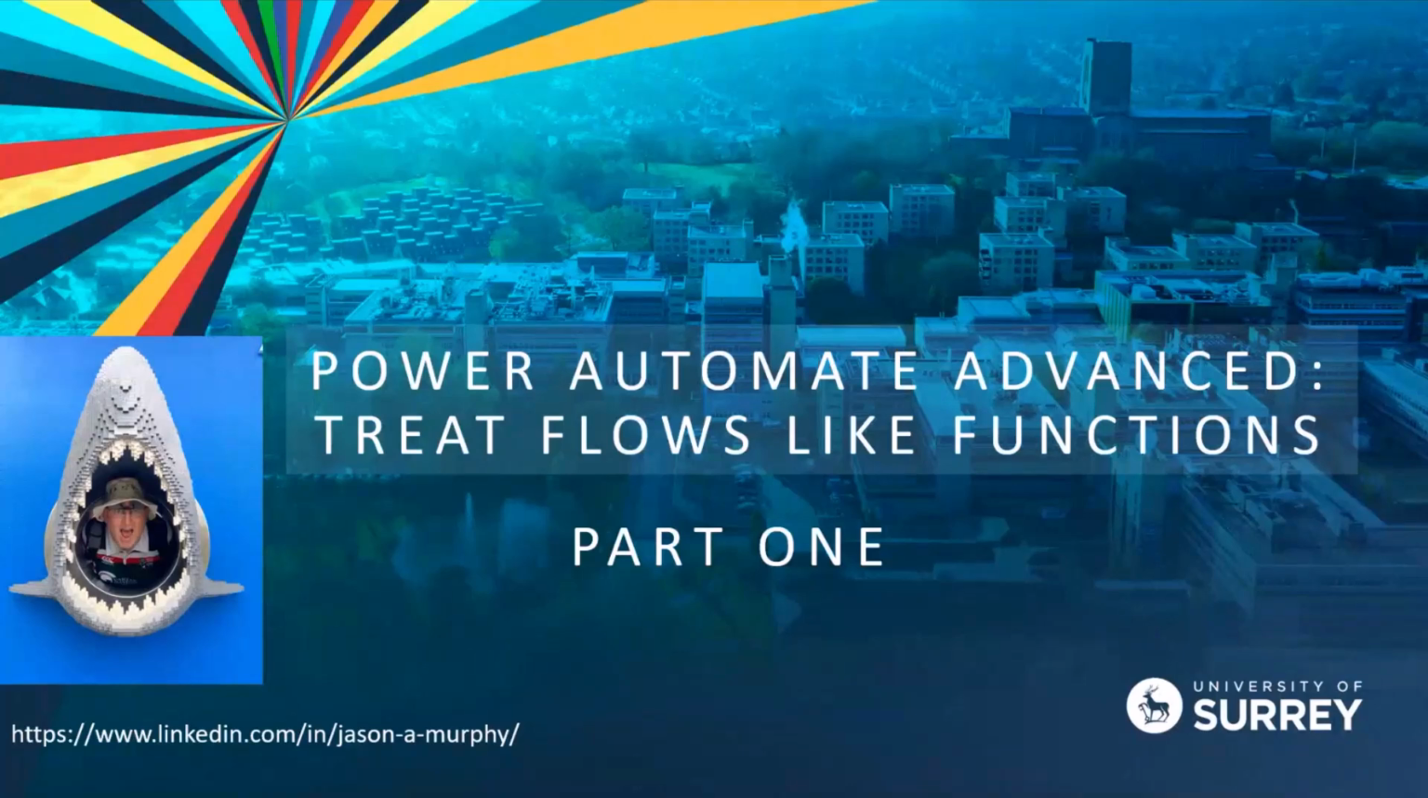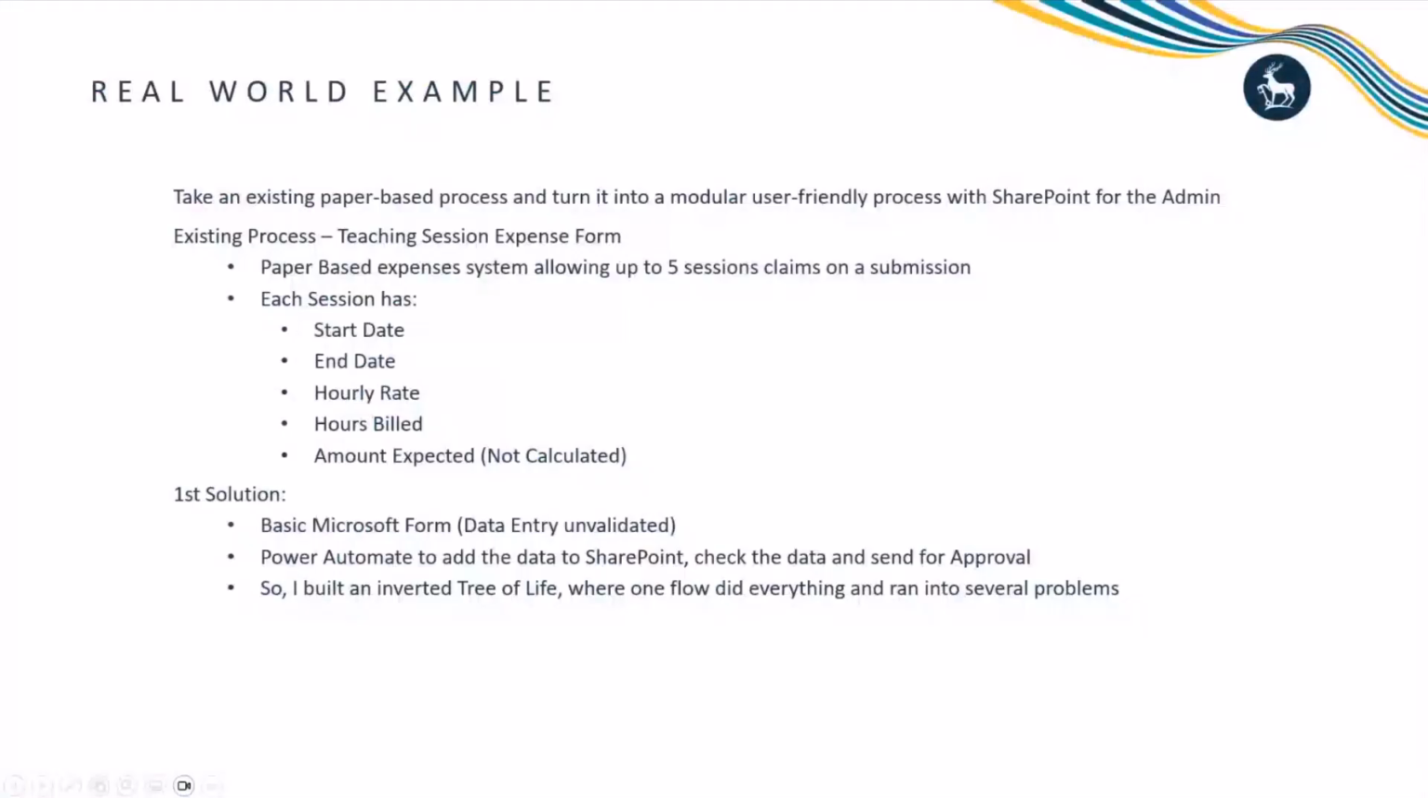So what we're going to do now is talk about the real world example for today, which was to take an existing paper-based process and turn it into a modular system with SharePoint. It was an existing paper-based system. It had 5 submissions per run. You had a start, end, hourly bill rates, the amount expected, not calculated.